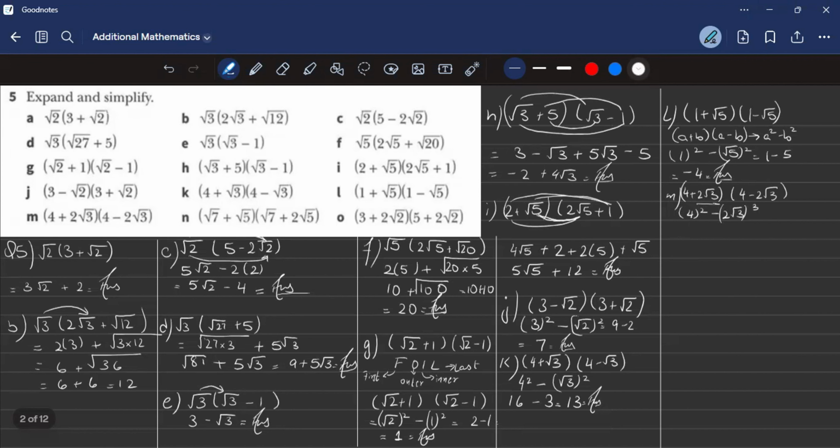Now, most students make the mistake that they write this as 16, but the second one, they don't know what to do.